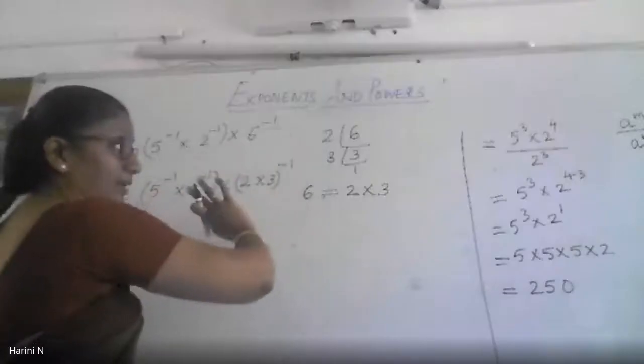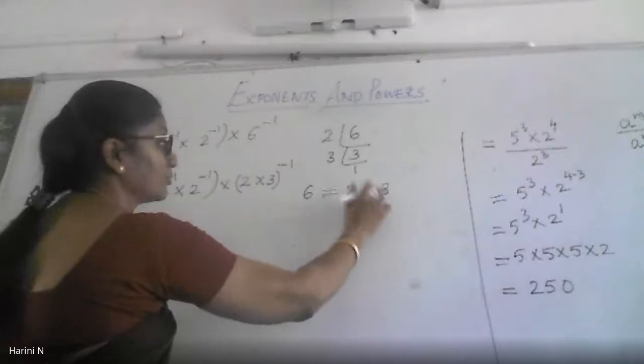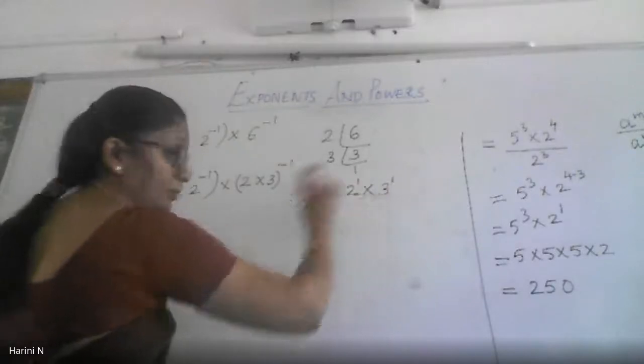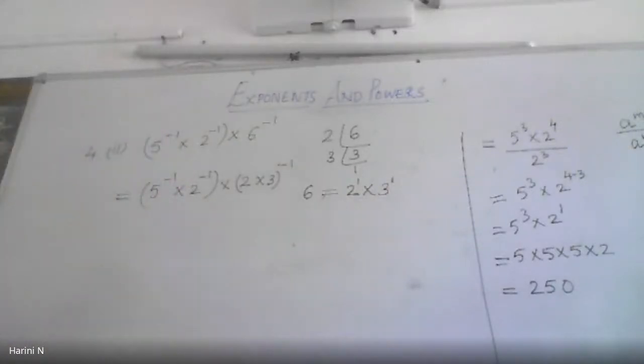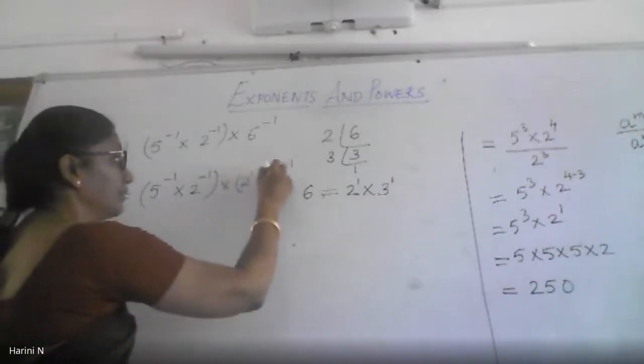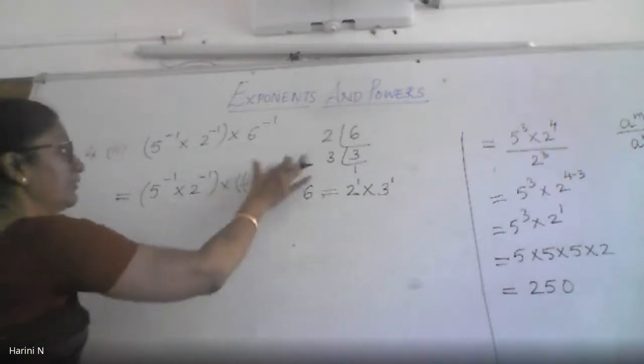Negative 1. That is the whole negative 1. When I write 6 is equal to 2 into 3, it is 2 to the power 1 into 3 to the power 1. That's how you must understand that. If there is no power, it means it is 1. Alright. Now this we will deal separately.